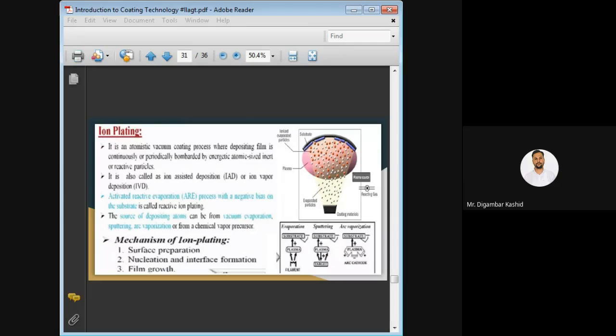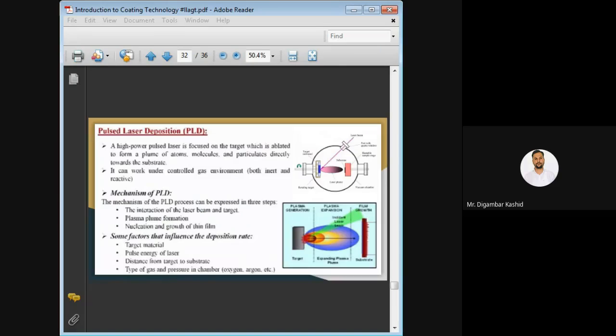Now let us discuss the last one, that is pulsed laser deposition, PLD. Pulsed laser deposition.